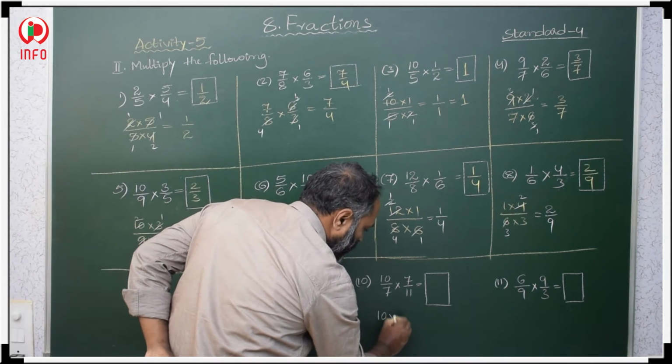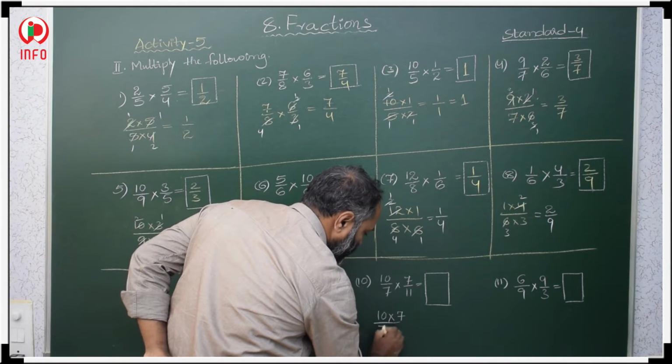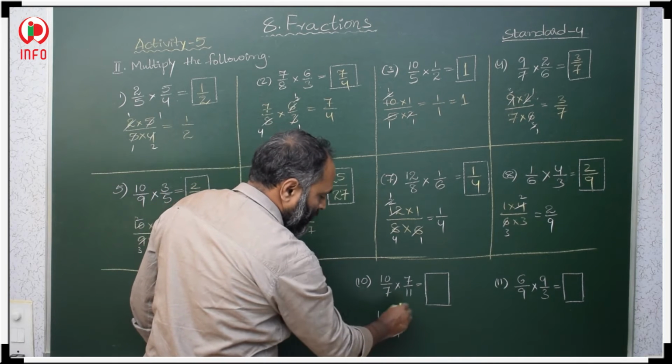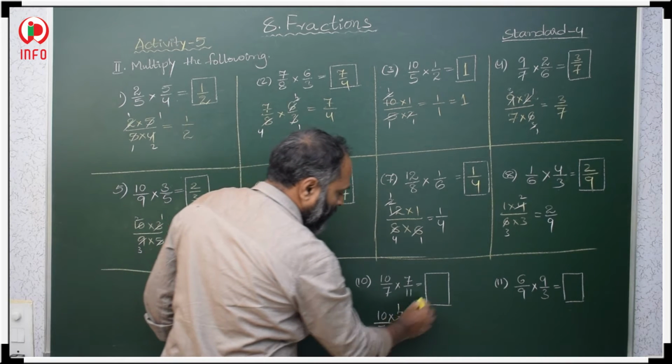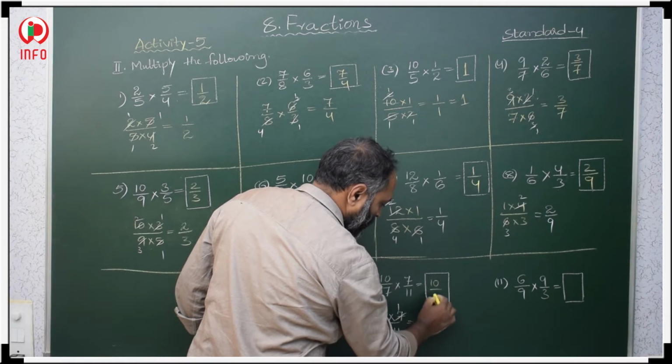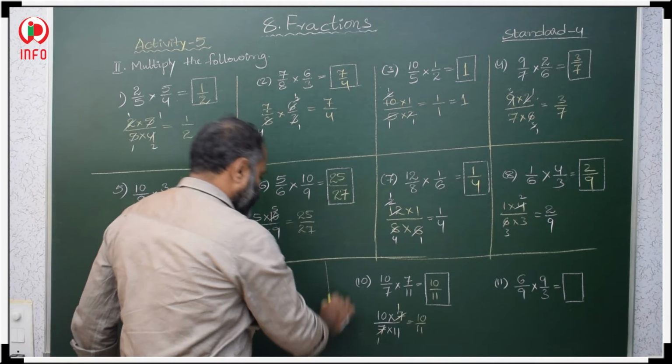Now here, numerator with numerator, 10 into 7 by 7 into 11. These two have common factor 7, 7 ones are 7, 7 ones are 7, 10 ones are 10, 1 11s are 11, 10 by 11.